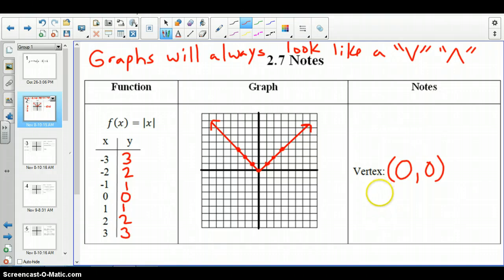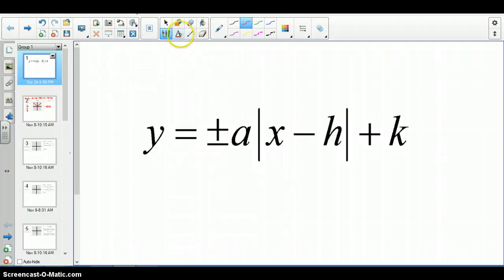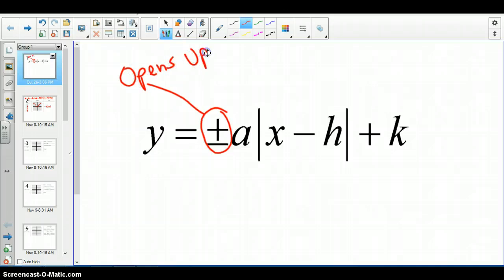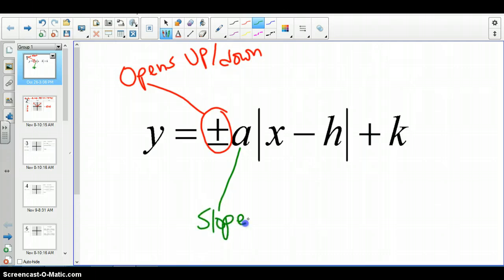Now we can do this a lot easier though by using a formula, without having to plug 7 different numbers in every single time. And it's this formula right here. This plus or minus, this is going to tell us if it opens up or down. This A, this is our slope. So it's our rise over run.